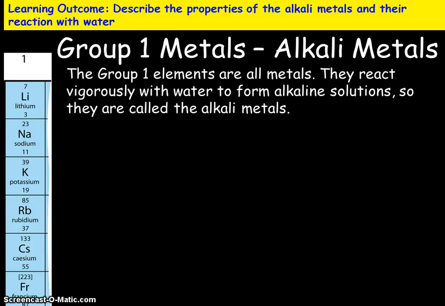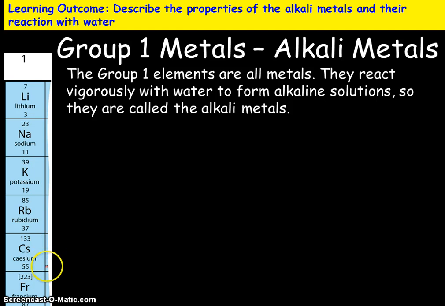So this is the second part of C4, moving on to group 1 metals and group 7 halogens. The group 1 elements are all what we call the alkali metals, and that's because they all react quite vigorously with water and they form alkaline solutions. The elements we're focusing on in group 1 are lithium, sodium, potassium, rubidium and cesium.